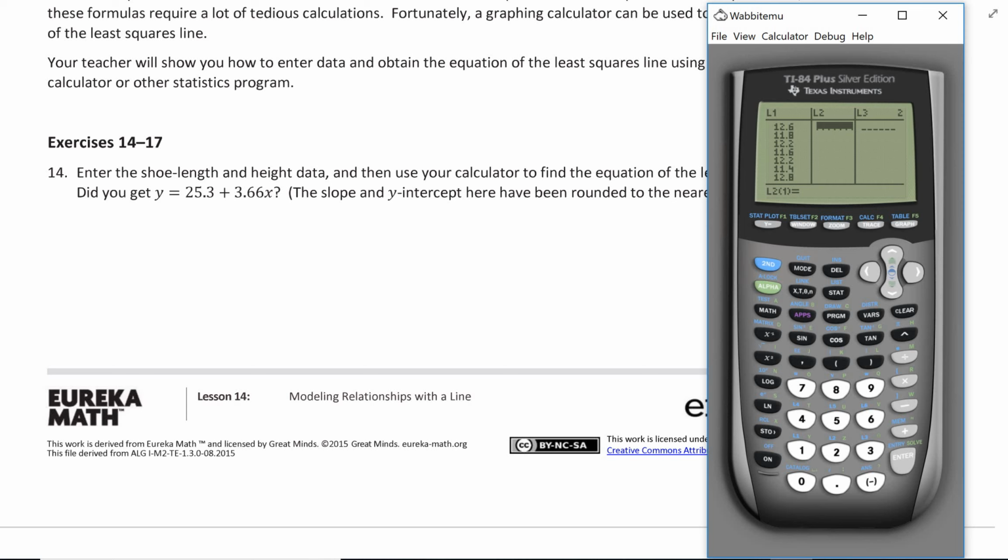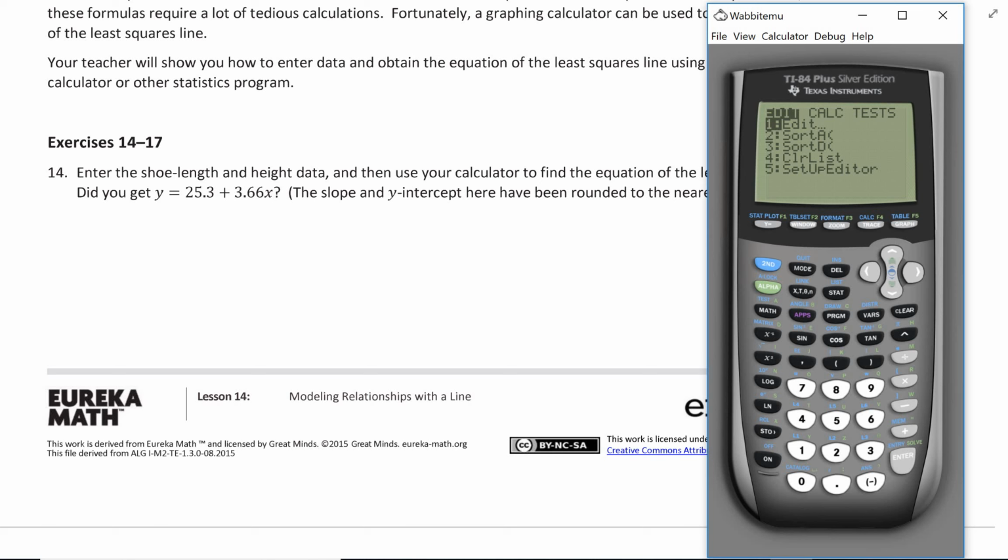74, 65, 71, 74, 65, 71, 67, 69, 68, 70, and then we have 69, 72, 71, 69, 72, 71. Also notice how I have the same amount in each list. We're good to go. Now, in order to create this equation, go to Stat.